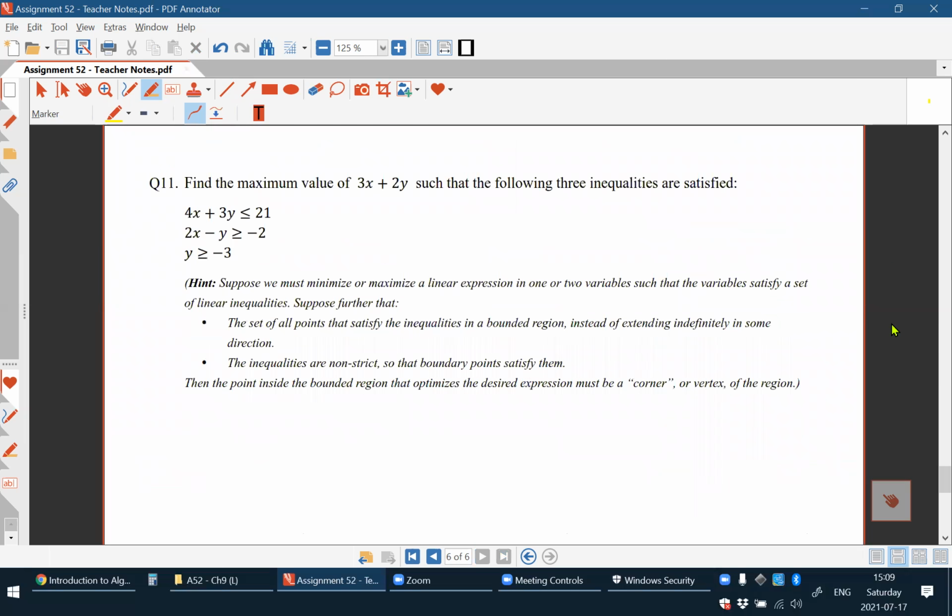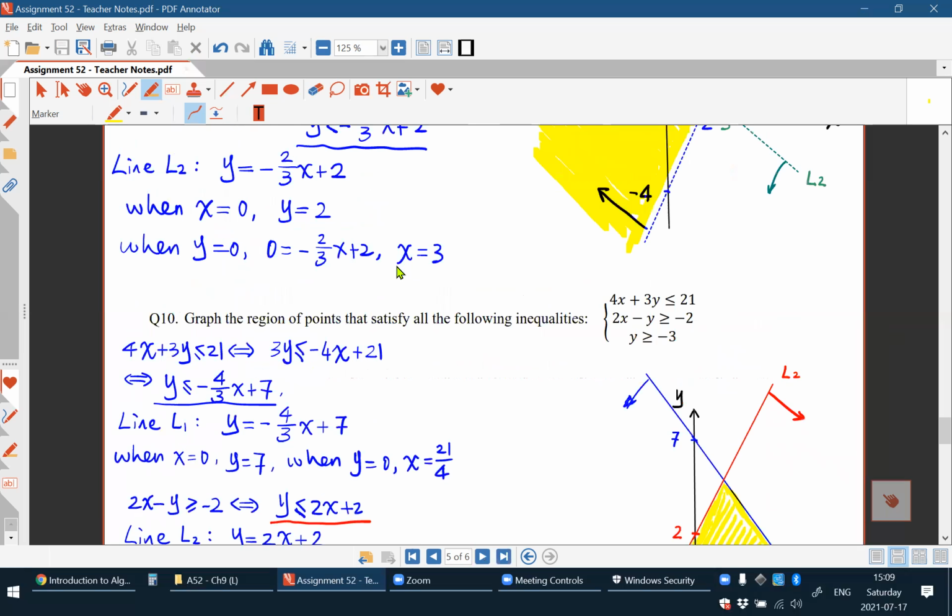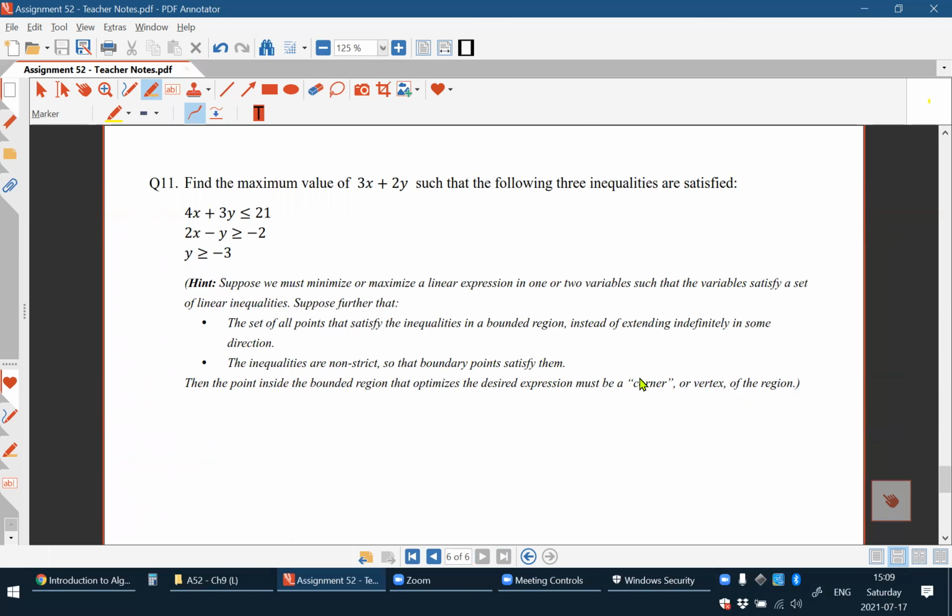Okay, the last question gives us a system of constraints. And it asks you to find the maximum value of 3x plus 2y, such that the following three inequalities are satisfied. Note that the three inequalities here are actually the same as the ones we have in the previous question, right? Okay, this will save us a little time in finding the overlapped region. And there is also a hint which will help you solve this question.